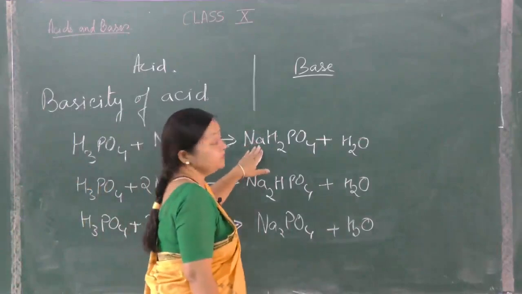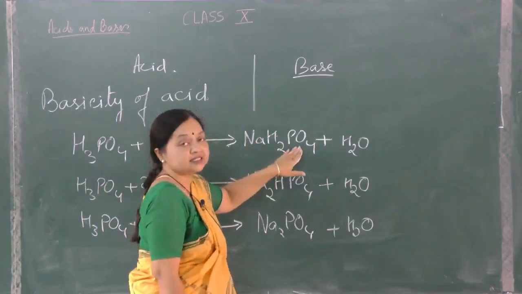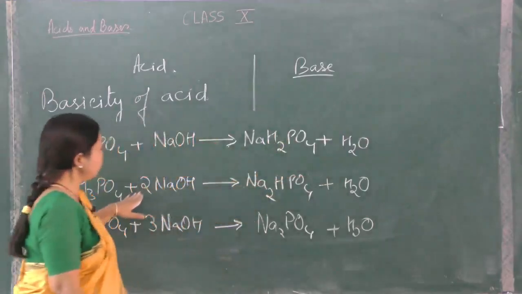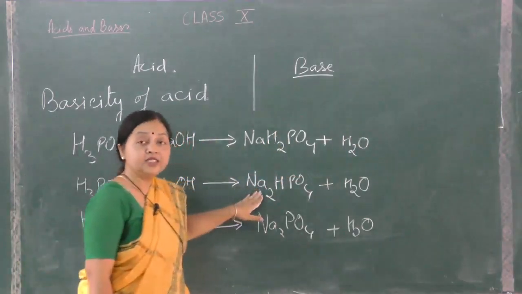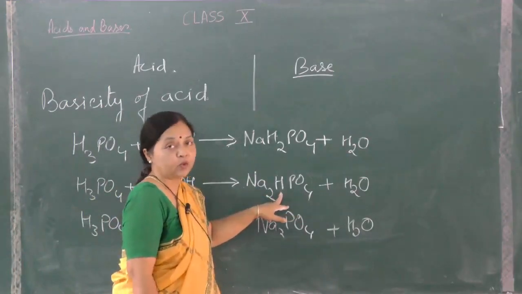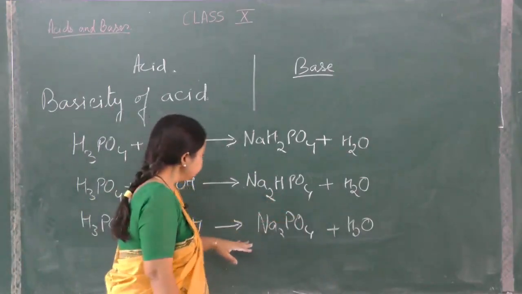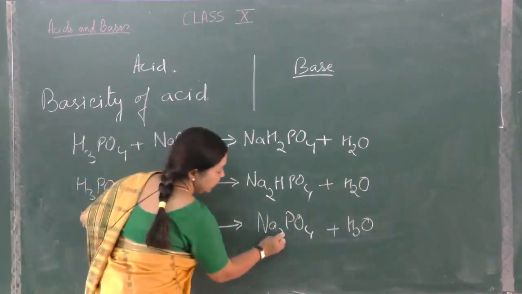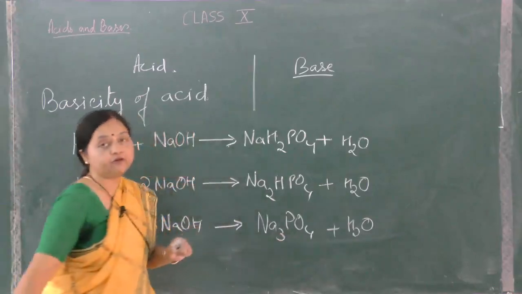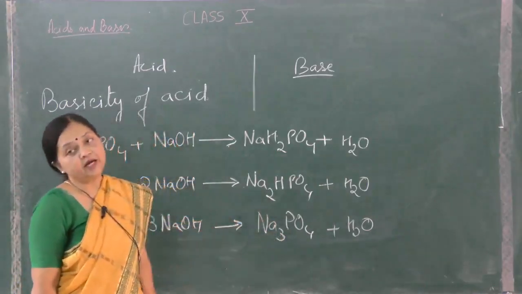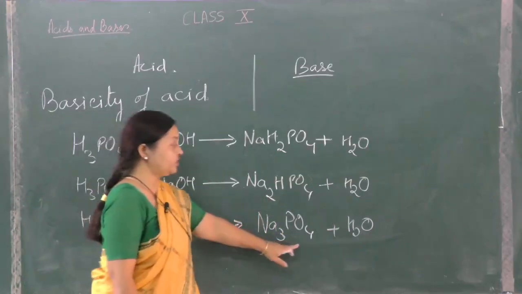So sodium dihydrogen phosphate. This is an acid salt because hydrogen is present. Then in the next step with 2 molecules, it is forming disodium hydrogen phosphate. This is also an acid salt. Still there is 1 replaceable hydrogen atom. In the third step, when it is reacting with 3 NaOH, then it is forming Na3PO4, sodium phosphate, and there is no more hydrogen left over here to be replaced. So this is a normal salt and water.